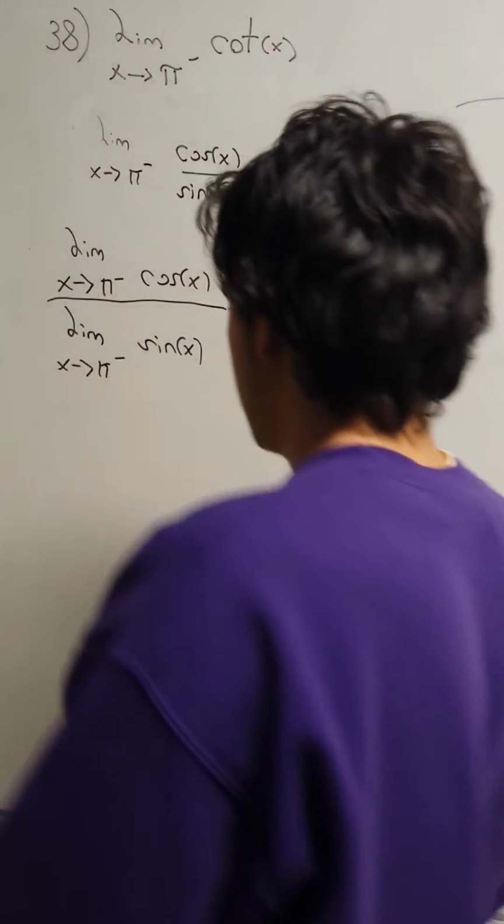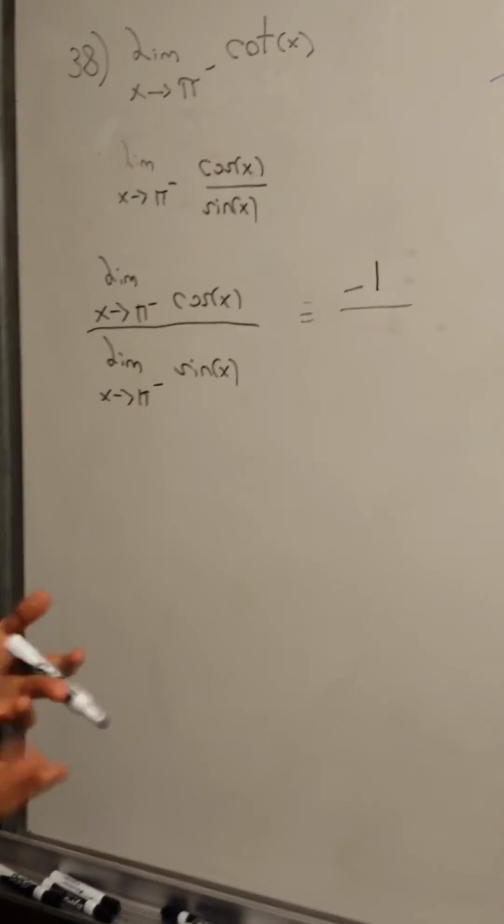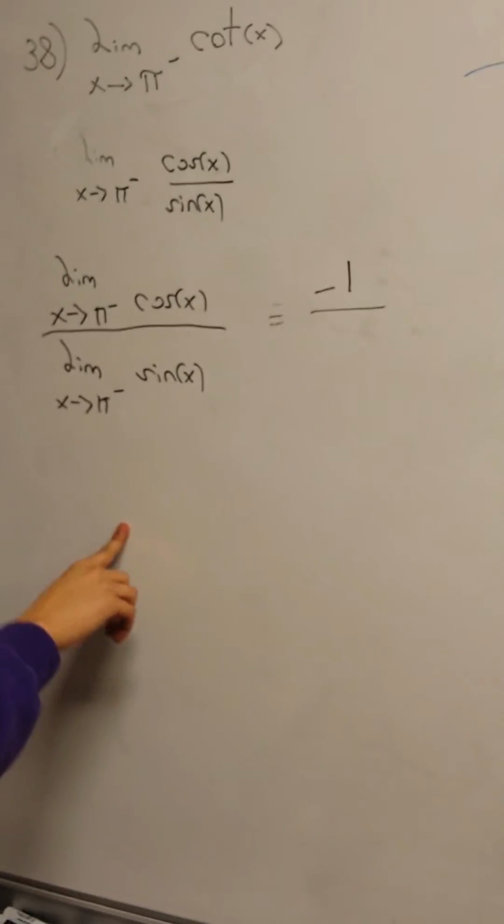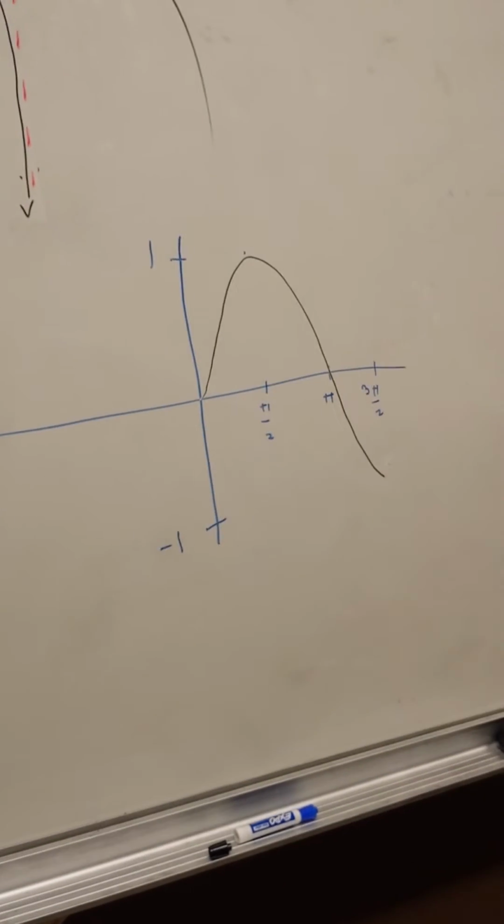Sine of x, now this one's a little bit different. This one, it's more important that we distinguish from the left and from the right. So this is the graph of f of x equals sine of x. This is sine of x.